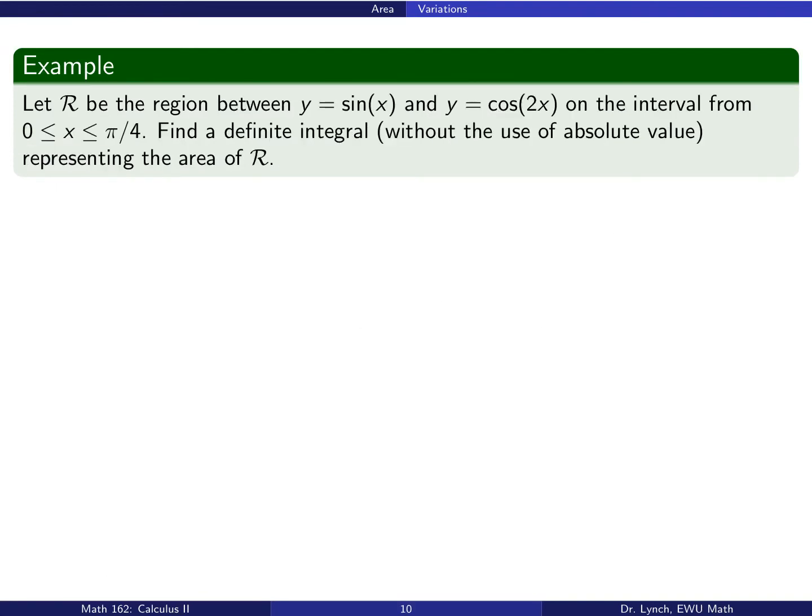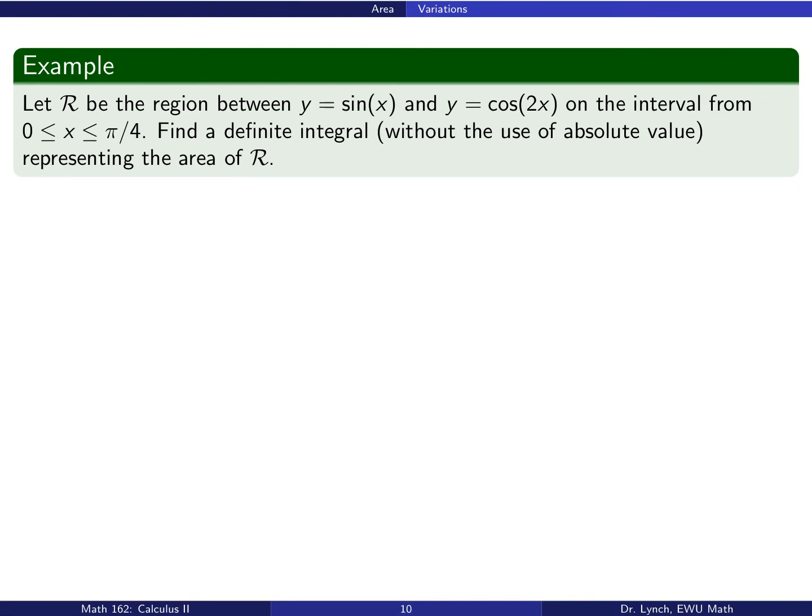Okay, one final example here, the area of the region between the curves sine of x and cosine of 2x on the interval from 0 to pi over 4. So we'll go ahead and find a definite integral representation without the use of the absolute value. It turns out you can always use absolute value to do this, but we want to find one without the use of absolute value that represents this area.